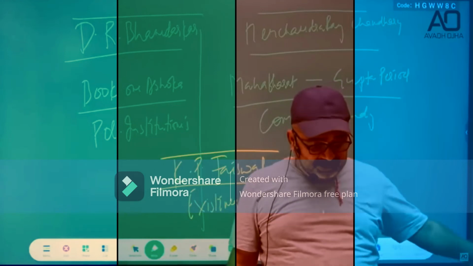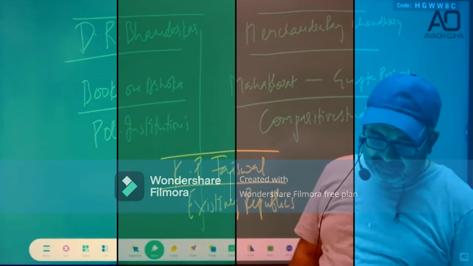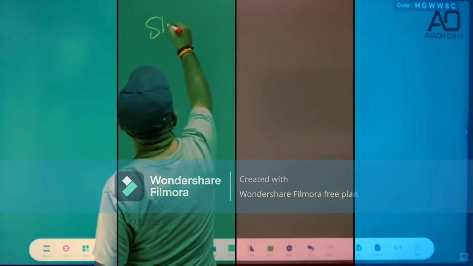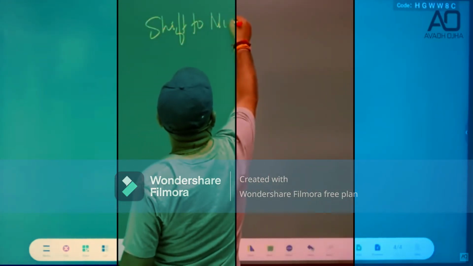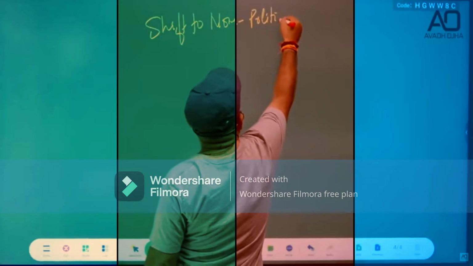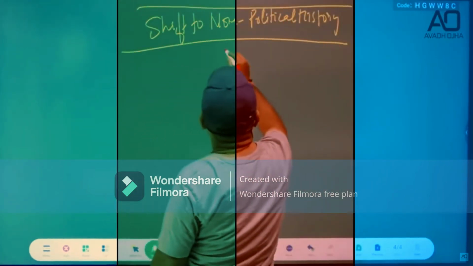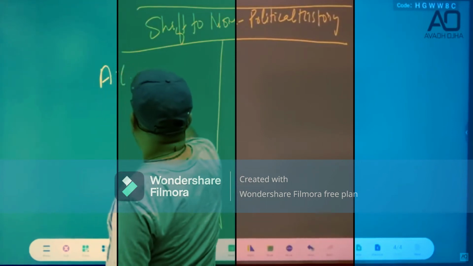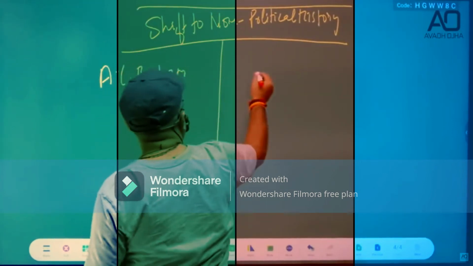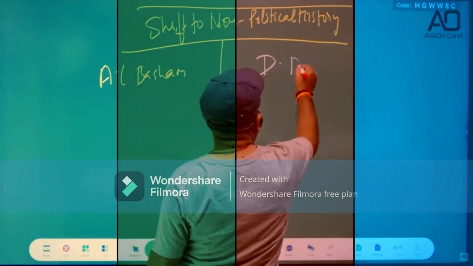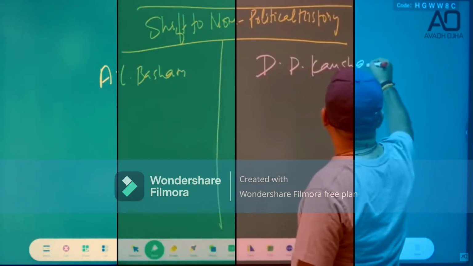This was followed by a next trend, a very new trend: shift to non-political history. Third heading. Two names are very important here. One is A.L. Basham and the other is D.D. Kosambi.